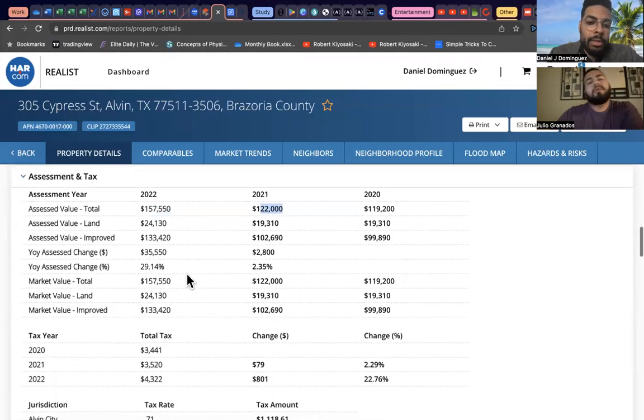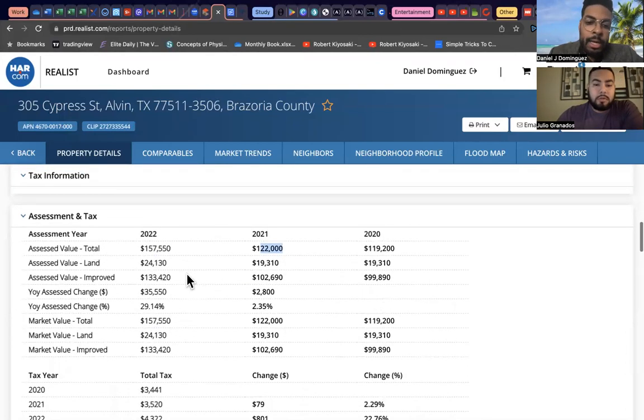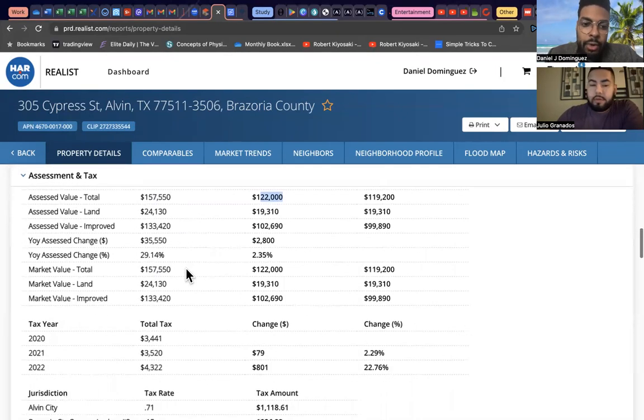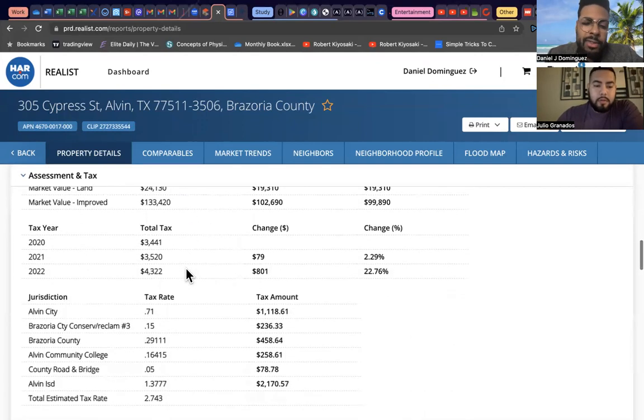But the market value, bro, is really what's important. Because again, the property could be appraised at 200,000, but if nobody's gonna pay 200,000, is it really worth 200,000? No. The property is worth how much the buyer is willing to pay for it. Period. End of story. So that's kind of why the market value is the most important thing.